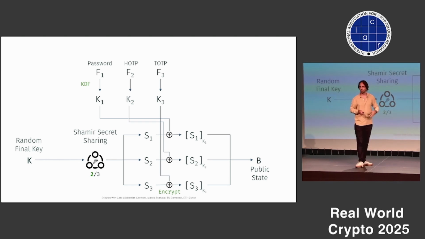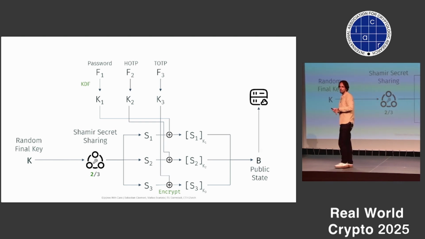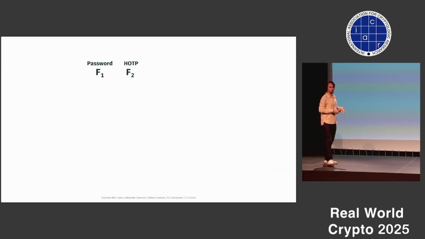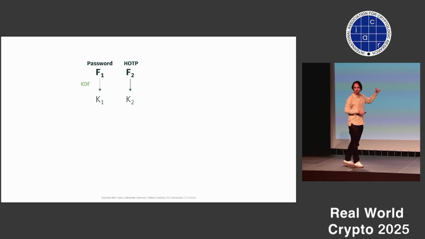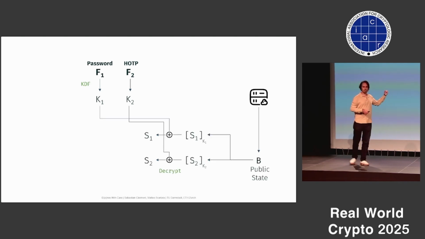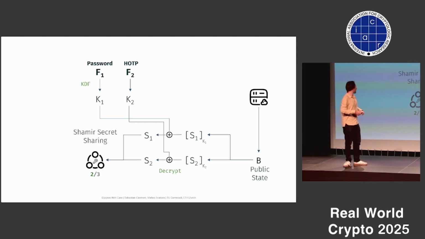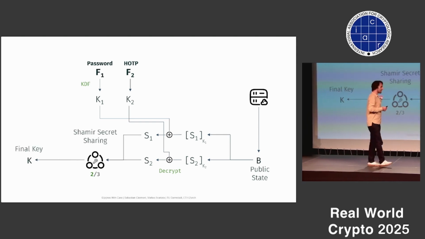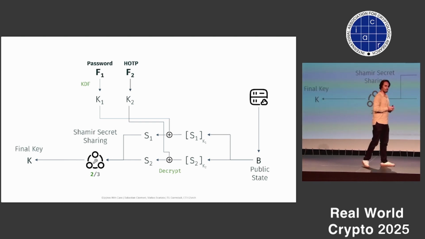We can put them in a public state and upload this public state somewhere in the cloud, so that when we want to rederive the key, all that we need to do is input our original factors, derive key from these factors, retrieve the state from the cloud, decrypt the shares, and rederive our key. Okay, so pretty neat, right?